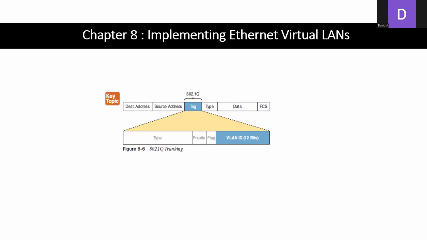We are on chapter 8, implementing Ethernet virtual LANs, and this is chapter 8 of volume 1 of the CCNA 200-301 official certification guide library. I want to make that a point: the official cert guide library. What this means is that volume 1 of the CCNA 200-301 official cert guide and volume 2 are all one book whenever you purchase the library. It's a sweet deal.